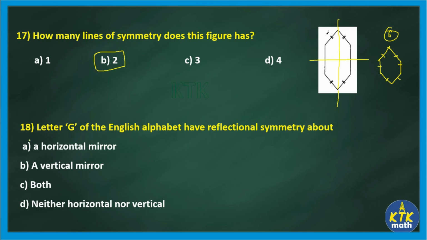Now question number 18. Letter G of the English alphabet has reflection symmetry about. G is never going to look the same in either horizontal or vertical. Therefore, option D is the correct answer. Even when you are drawing a vertical mirror, your shape is going to be like this. Or even if you draw a horizontal mirror, your shape will be like this. So you are not going to get the same G. G does not have any reflection symmetry, neither horizontal nor vertical. Now let us move to the 19th question.